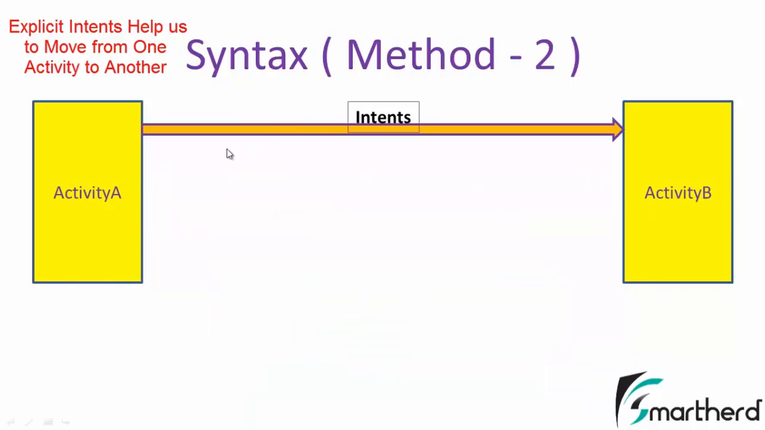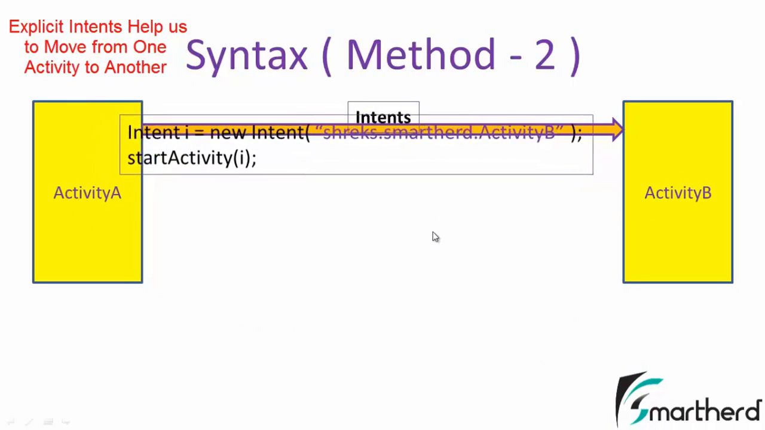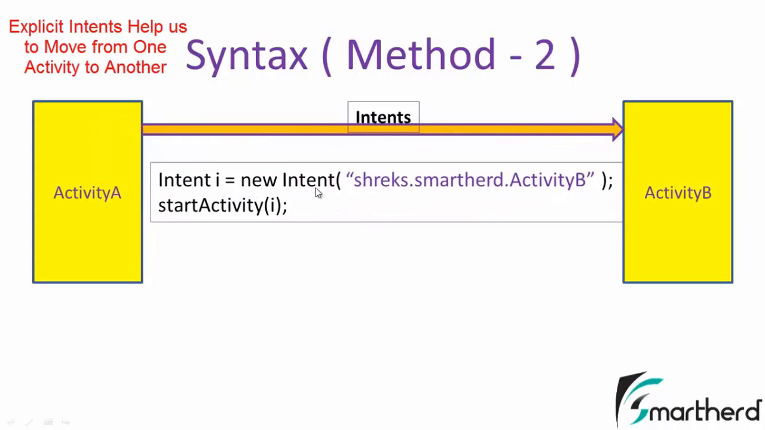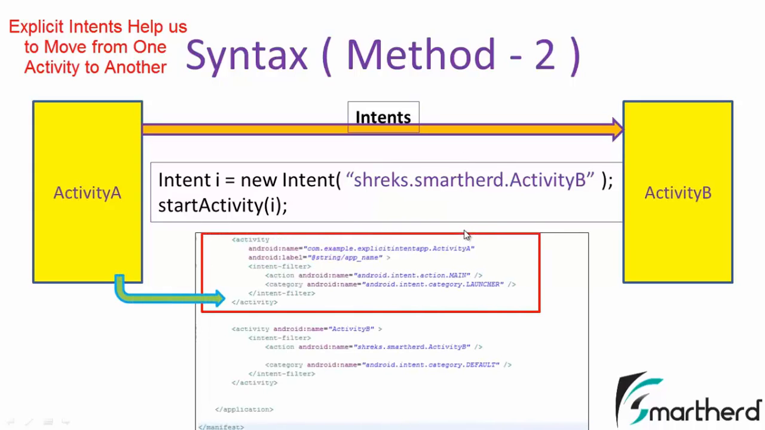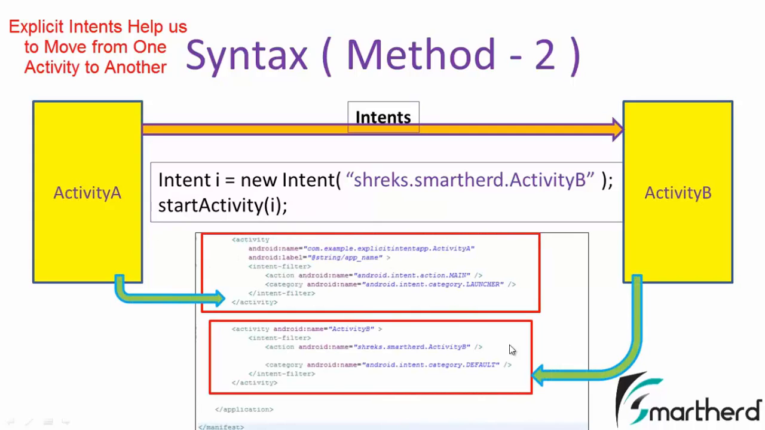Now the second syntax to move from activity A to activity B is like this: Intent i equal to new Intent, with the string shrakes.smartherd.activity.b. Now I will show you what this string stands for. This is our manifest code. This is the code of activity A and the one below is the code of activity B. In this case I have written an intent filter for activity B, which was previously absent. Here you can see the category of activity B is category.default, right? The action I have written, name equal to shrakes.smartherd.activity.b.